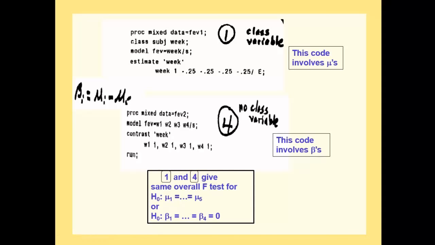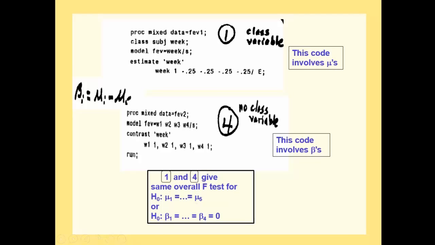Now what are you going to do? You do whatever you want. If you want to use a class variable, do it that way. If you want to use dummy variables, do it that way. It's up to you. But there are 2 ways to do the same thing. Okay? So 1 and 4 give the same overall F test. They both test whether the overall 5 means are equal or whether the 4 betas that correspond to these 4 new variables that you've defined are all equal to 0. In fact, if all 4 betas are equal to 0, that's equivalent to saying that all 5 means are equal also.